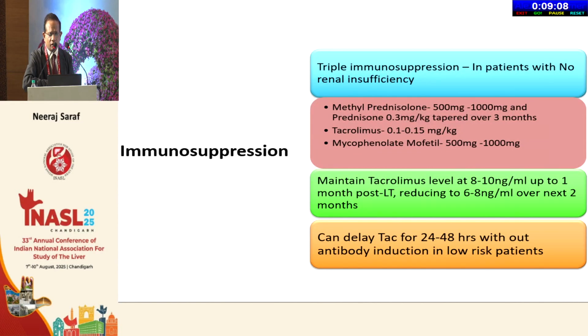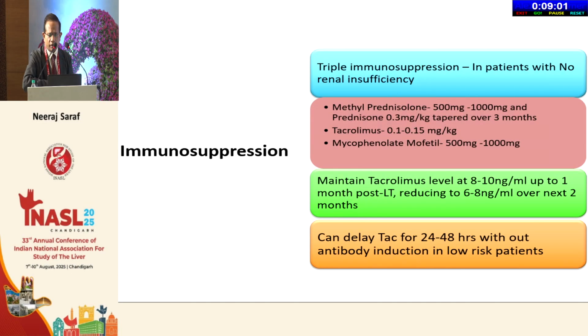So it's triple immunosuppression. Usually you give a loading dose of steroids in the intra-op period, 500 mg to 1 gram, and then you give about 20 to 30 milligrams after surgery, and you taper it off in the first 2-3 months. Tacrolimus is given at 0.1 to 0.15 milligrams per kg, and mycophenolate in a dose of 500 to 1,000 milligrams per day. TAC levels usually should be maintained at about 8 to 10 initially, and then maybe about 6 to 8 over the next couple of months, and then you can probably lower them down further.